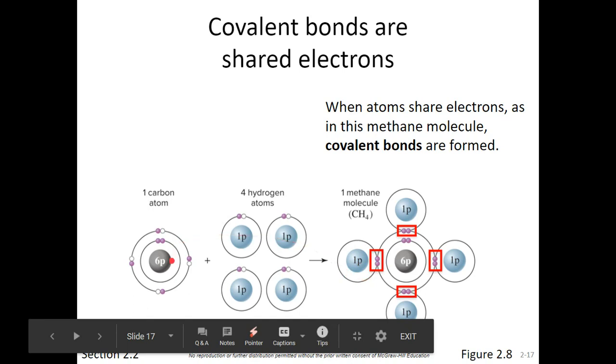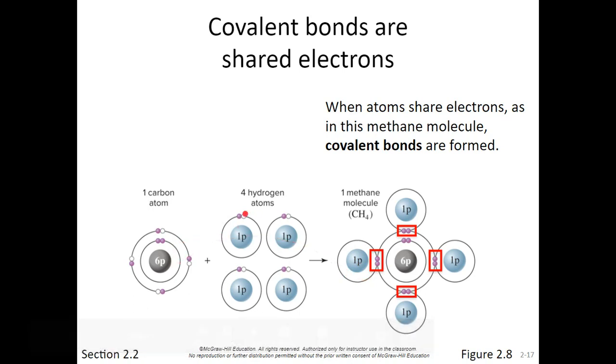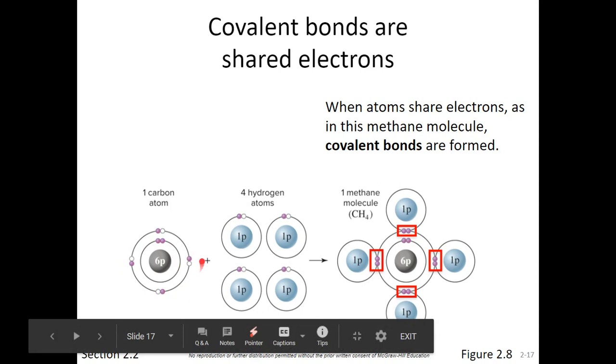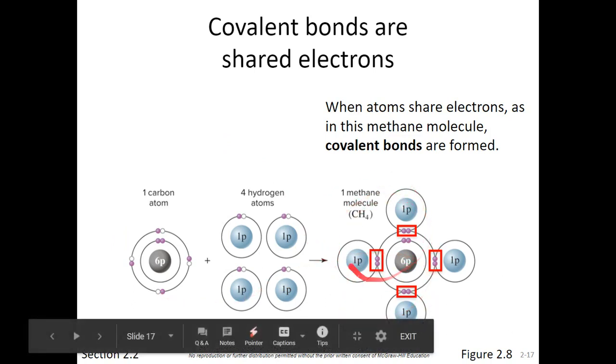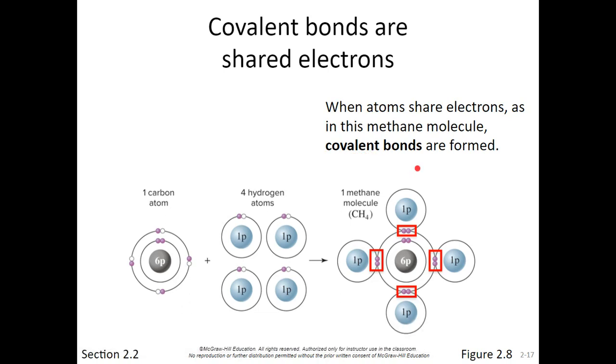Hydrogen has one empty space and carbon has one, so these two shared, which is why this has two and this has two, so the one hydrogen was satisfied. The same process took place here, here, and here, and that's how the methane molecule was formed, by having a covalent bond. So covalent bonding takes place by sharing of outermost electrons.